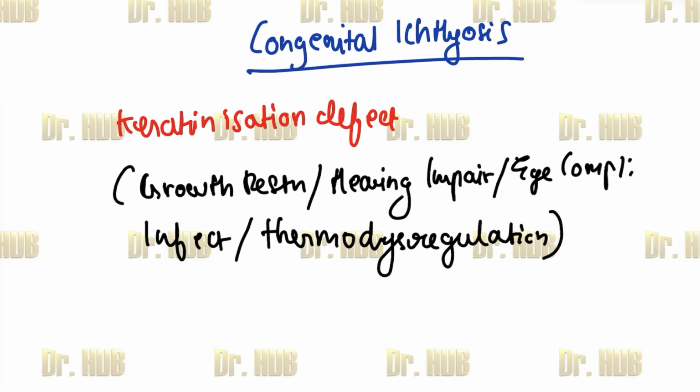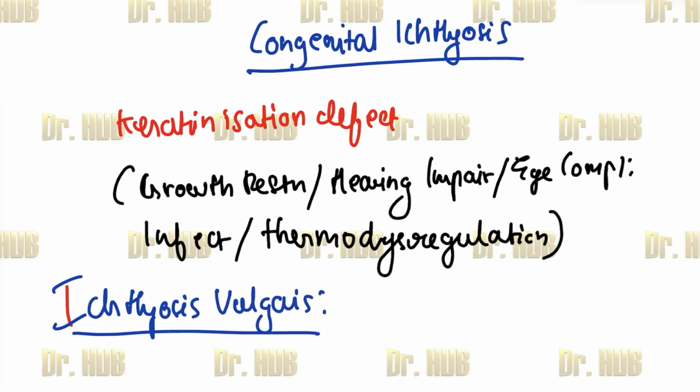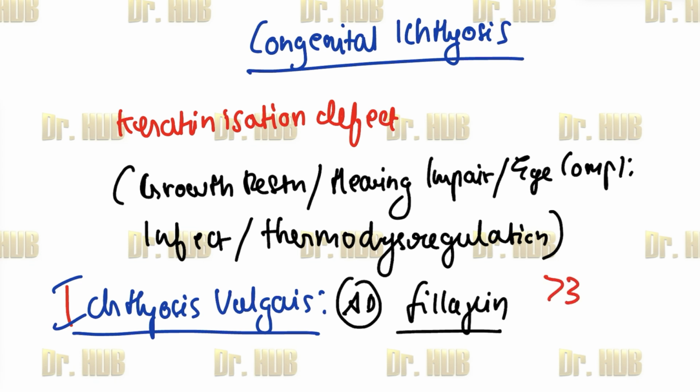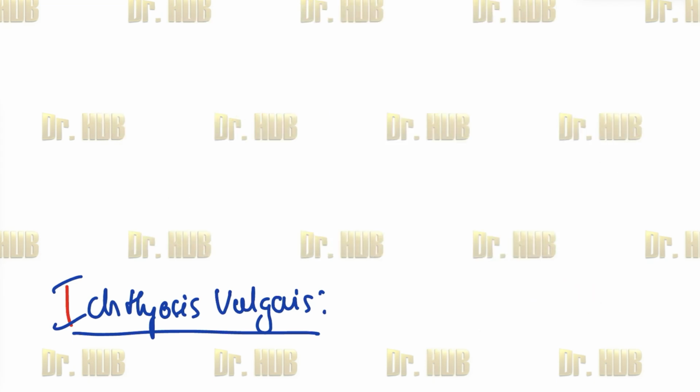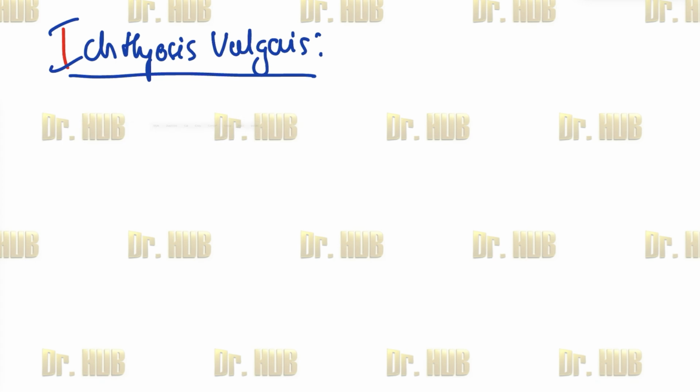Next, we move on to the types. The first type will be ichthyosis vulgaris. In ichthyosis vulgaris, the inheritance is autosomal dominant, and it is a defect of the filaggrin. So filaggrin defect, and the onset is greater than 3 months, so it is after 3 months.